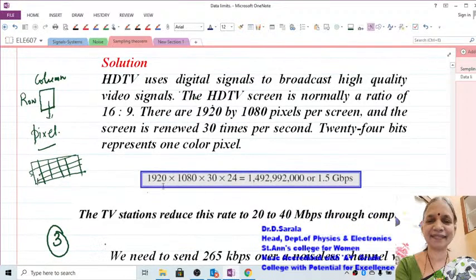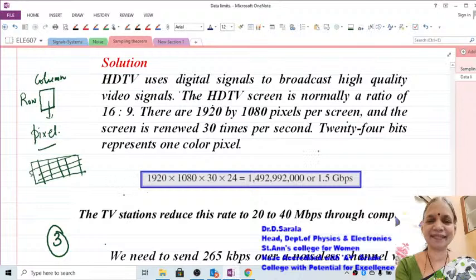So, how do you calculate what is meant by screen repetition? Screen is renewed 30 times per second. So, different snapshots are taken and these snapshots are continuously streamed on a TV. Each image is one frame. How fast you send these frames will give you a motion effect or a quick succession effect on the TV. So it is refreshed at 30 times per second. 30 frames are coming and 24 bits constitutes one color pixel.